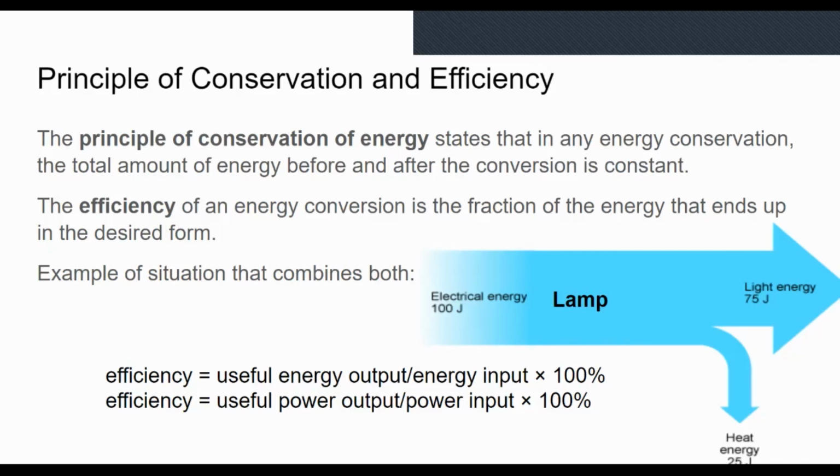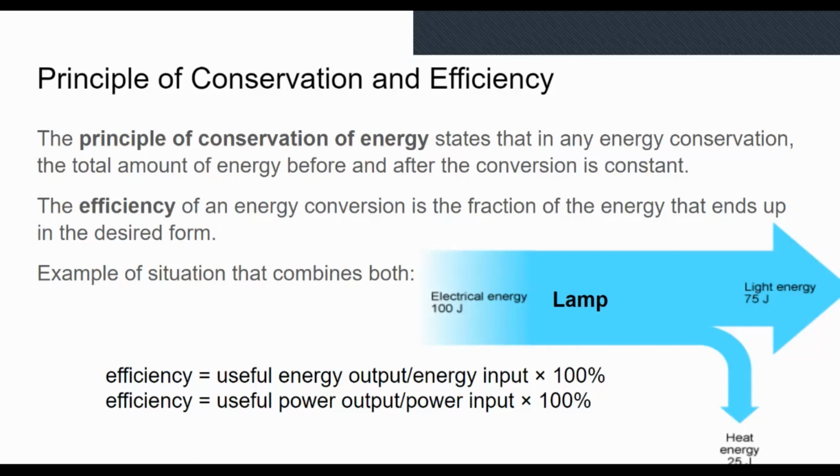Now, another concept is efficiency. A lamp, what's useful from a lamp? We use a lamp for light. So the fraction of energy that ends up in the desired form is light energy. Unless you're into heat, like that's your thing. But in most cases, it's light energy.